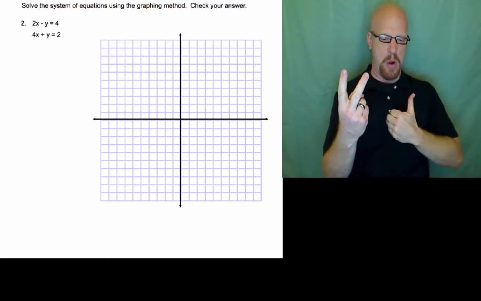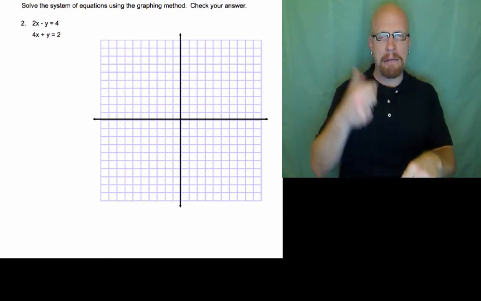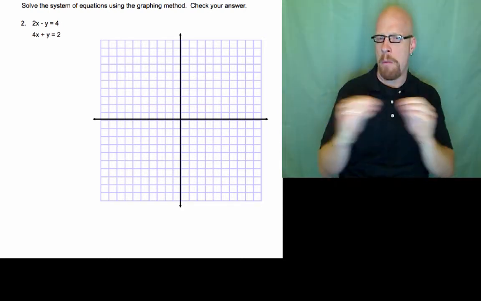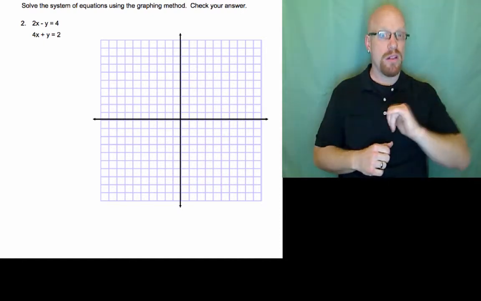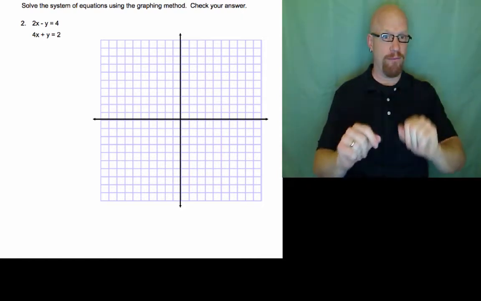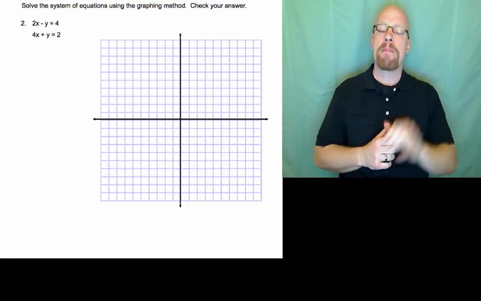A system means two, or for ours, two. You can have systems of 3, 4, and 5 equations that are more complex. But when you're learning this concept like we are, two equations is enough.